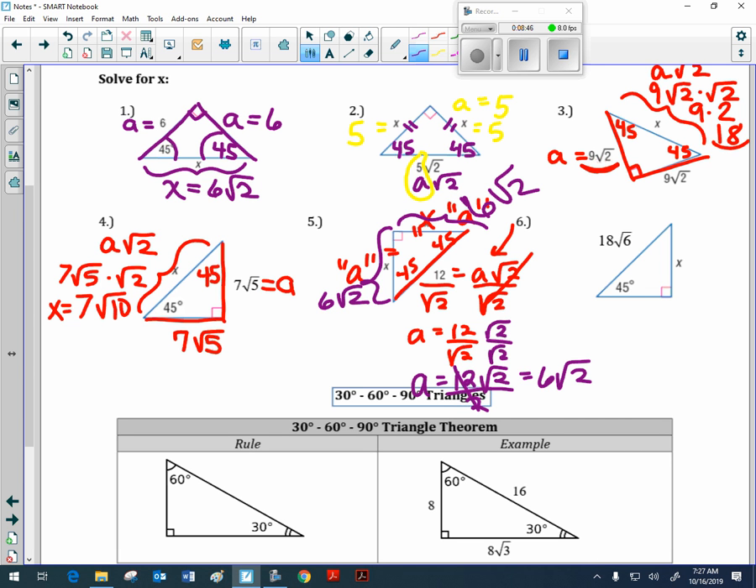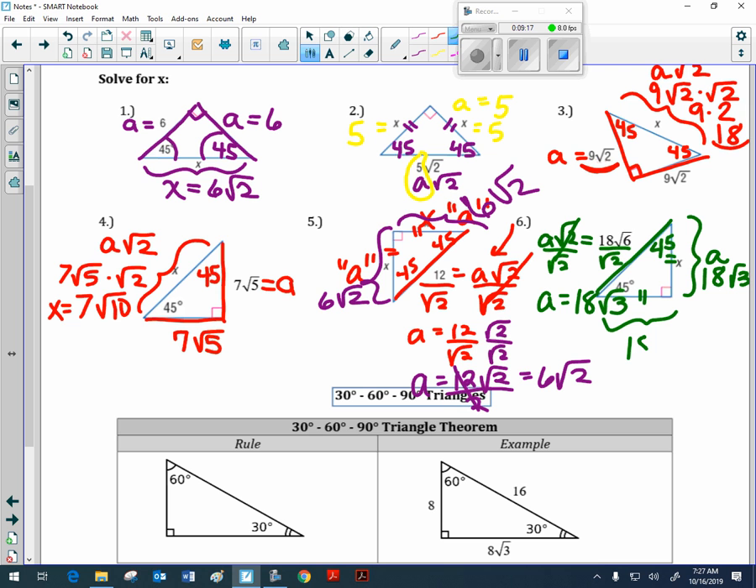In number 6, they're giving me in this case the a radical 2 side again. So in this case, because it's the hypotenuse, it is always a radical 2. What I know then is I have to get a alone because this side is technically a. So x and a are equal. So I want to divide by radical 2 to get a alone. A will be equal to 18 radical 3. So this missing side is 18 radical 3. This side here would be 18 radical 3 as well. So sometimes we have to work backwards based on what they give us.